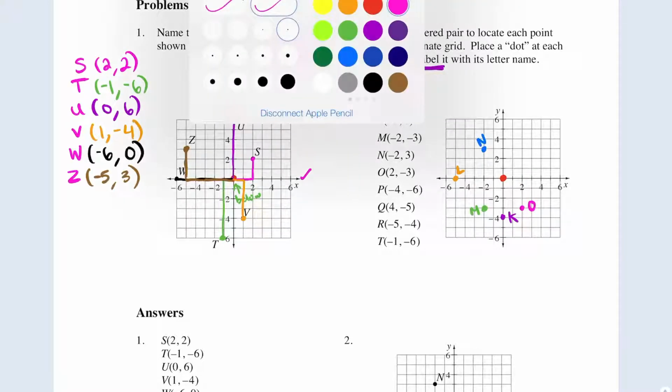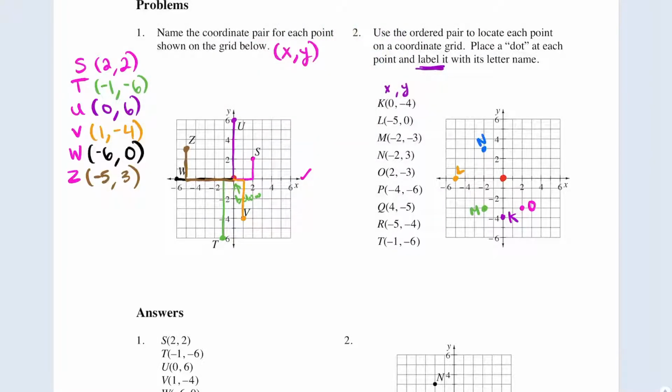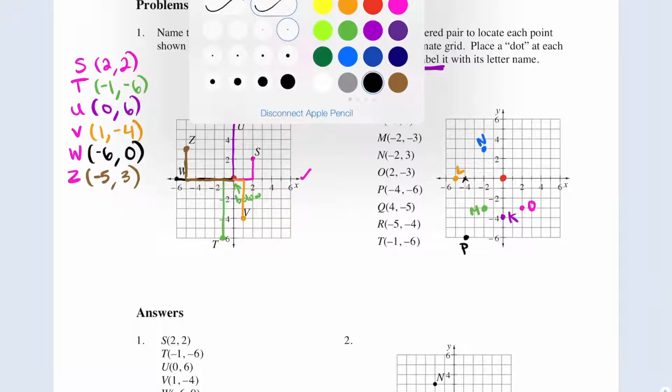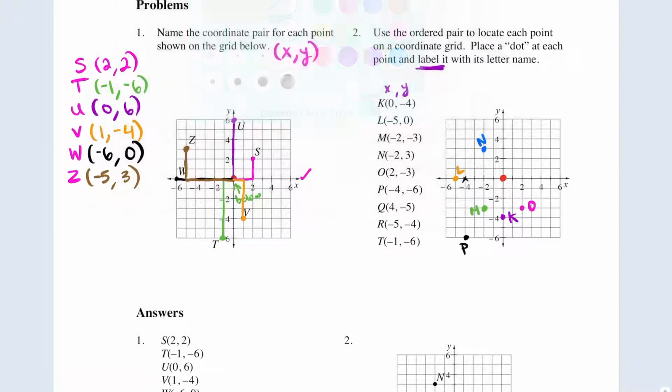All right. Point P is at negative 4, negative 6. So find negative 4 on your x-axis. There we go. And then all the way down to negative 6. So point P is right there. All right. Let's see, what color have I not used? Ooh, I'll use this palette here. Okay, point Q is at 4, negative 5, so find 4 on the x-axis right there. And then we're going to negative 5, so we're going below the origin here to negative 5. And that is my point Q.